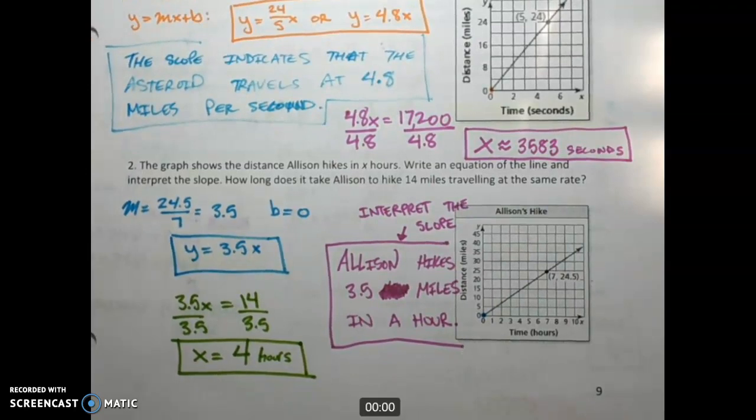Okay, here is the answer. y equals 3.5x. x is 4 hours, and when I interpret the slope, Allison hikes 3.5 miles in an hour.